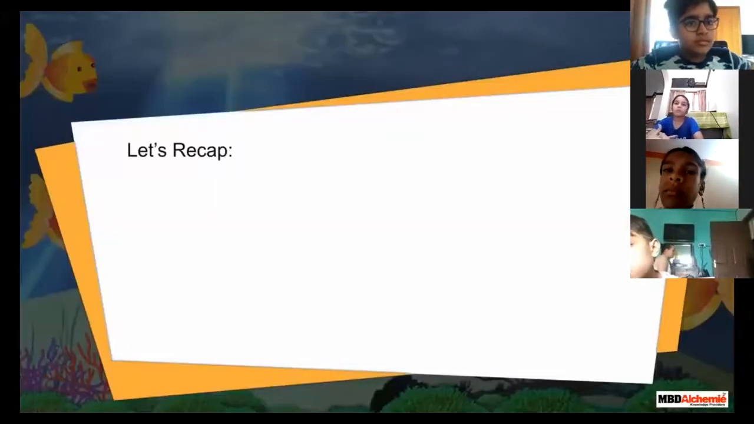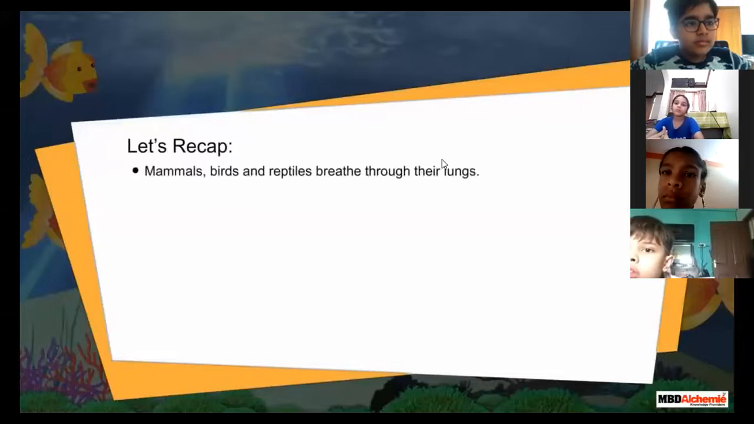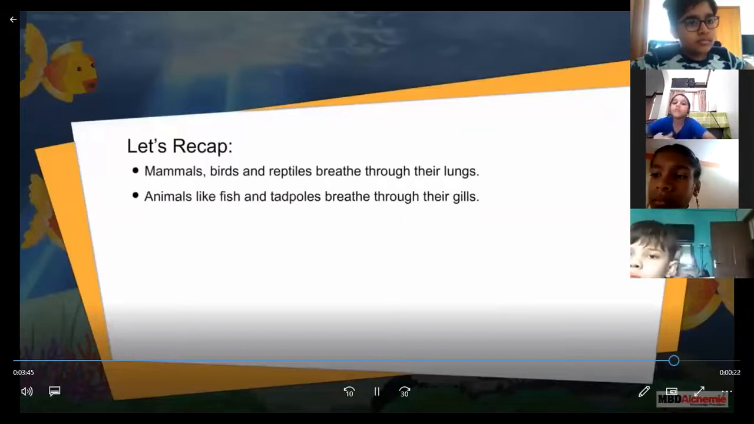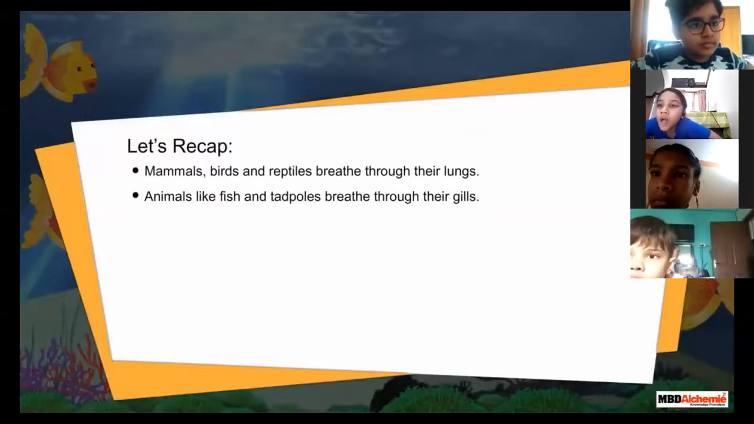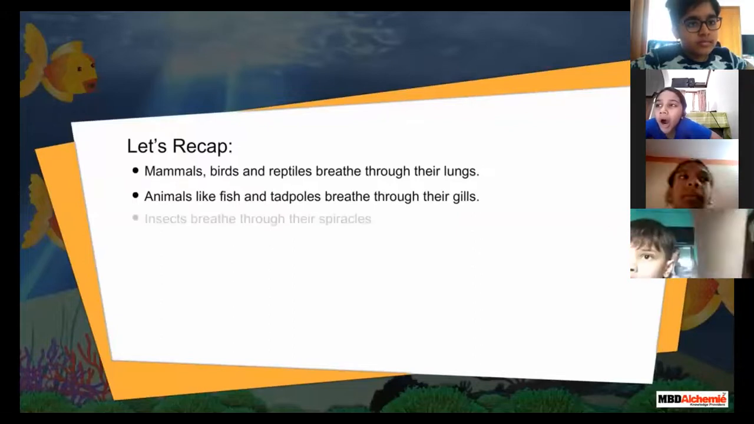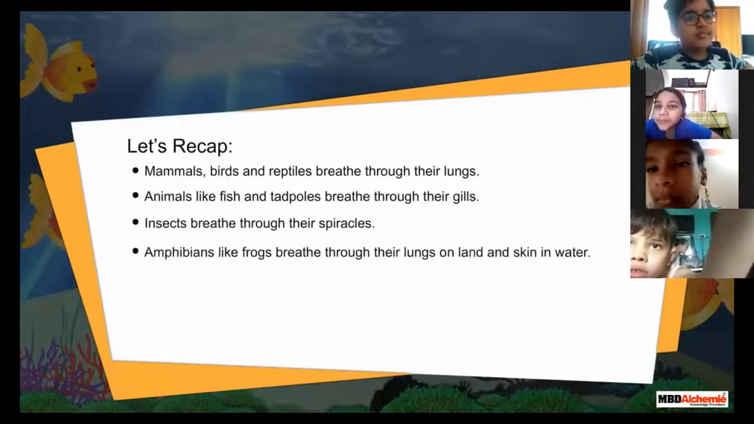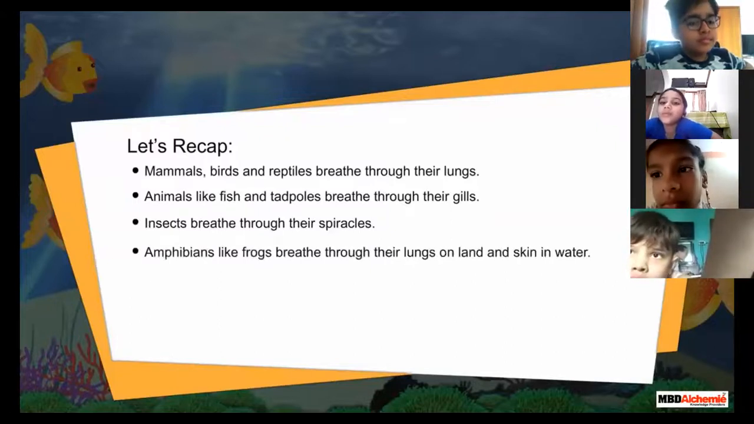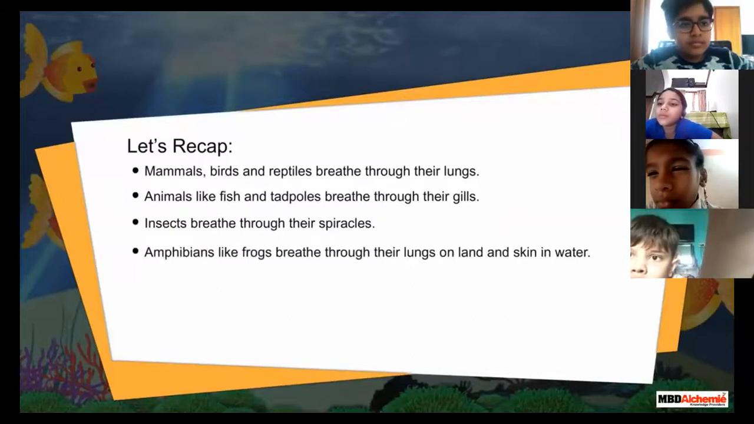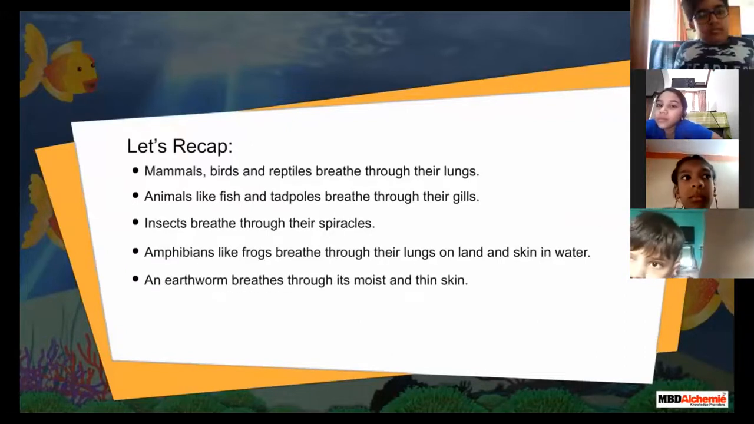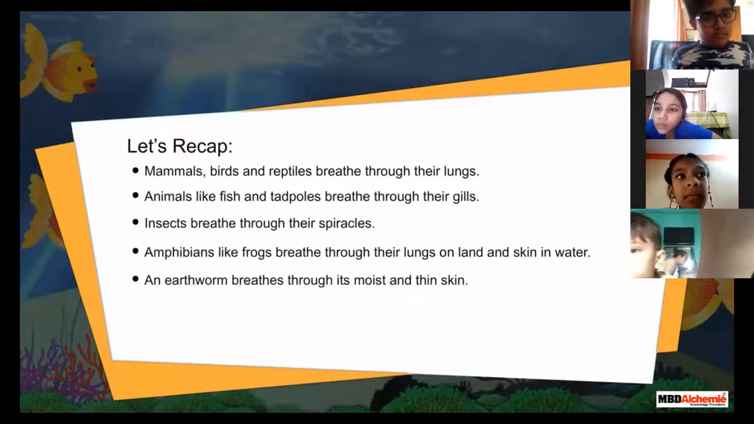Let's recap. Mammals, birds, and reptiles breathe through their lungs. Animals like fish and tadpoles breathe through their gills. Insects breathe through their spiracles. Amphibians like frogs breathe through their lungs on land and skin in water. An earthworm breathes through its moist and thin skin.